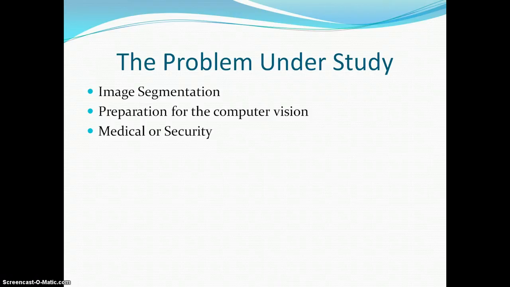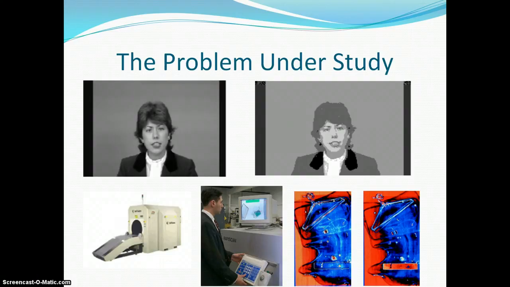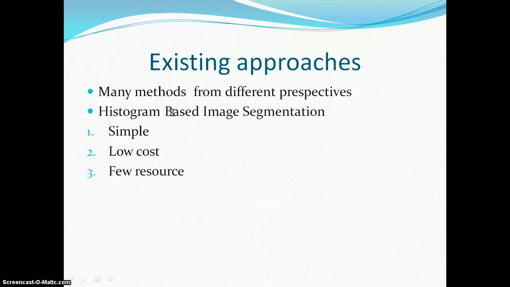Image segmentation is very important for computer vision, and it is also widely used in the medical or security fields. These are examples of medical and security use, and this picture we will partition later. We'll talk about the existing approaches first. There are many methods from different perspectives. The first is histogram-based image segmentation.